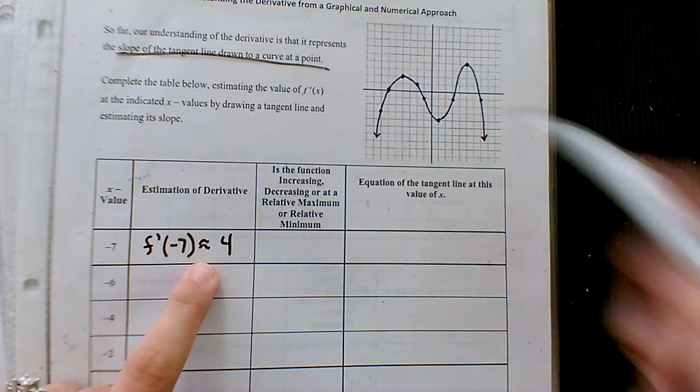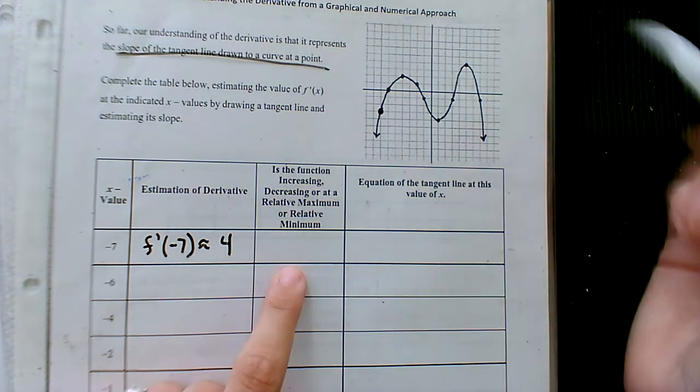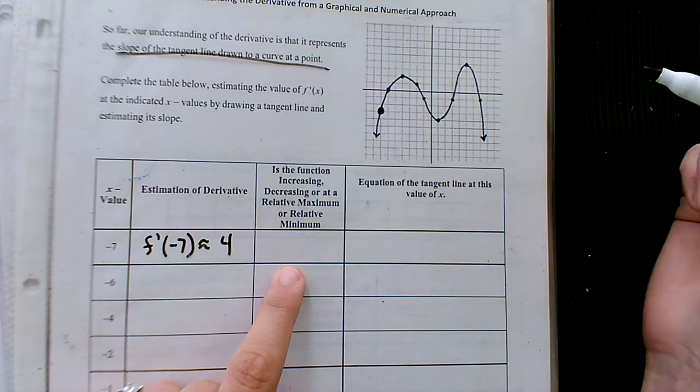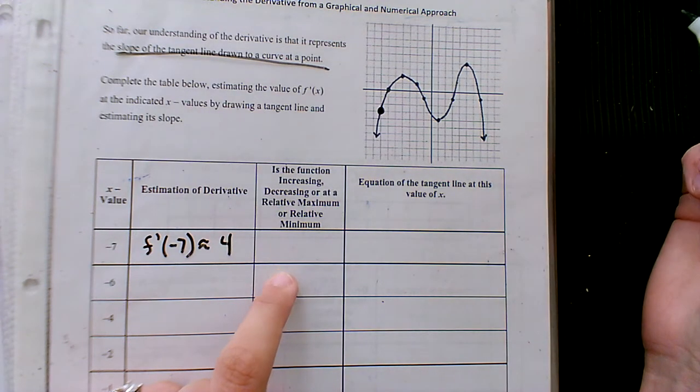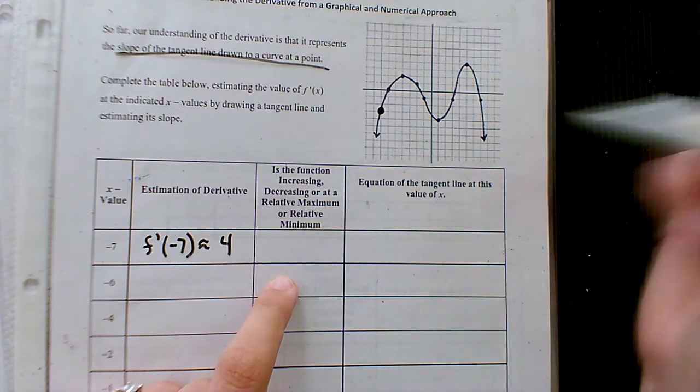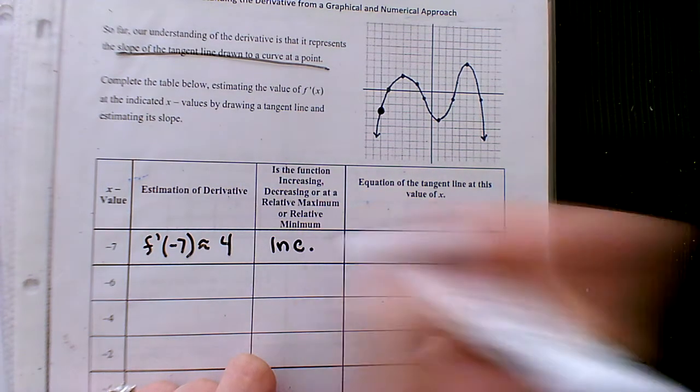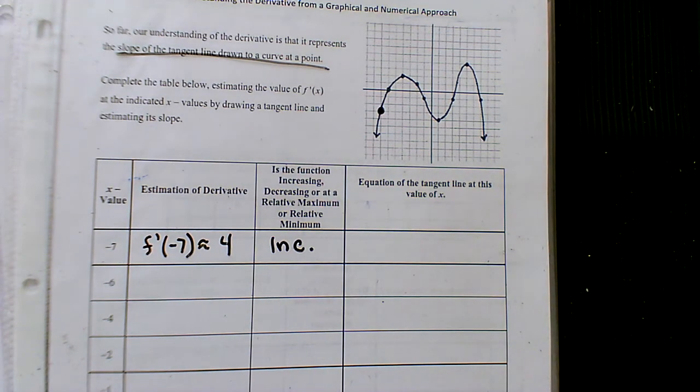So notice how this is the slope at that point. What is the graph doing at this point? Increasing, decreasing, max or min? Increasing. Okay, and then we're going to practice writing the tangent line equation for this spot.